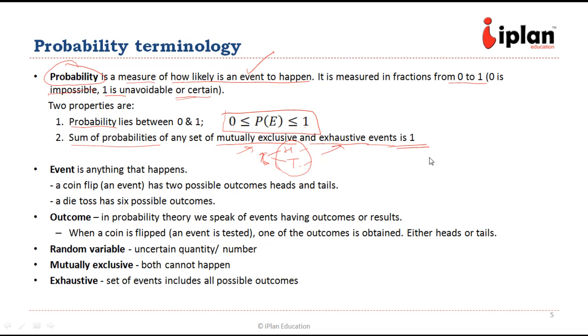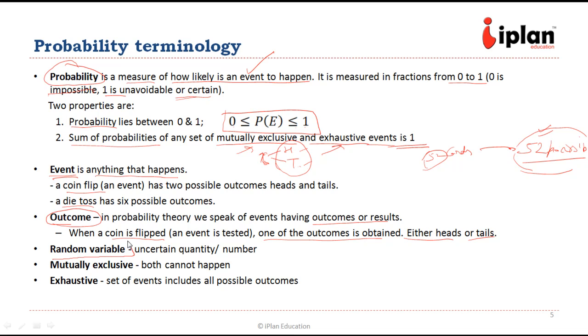Or if we draw a card randomly from a set of 52 cards, then there are only 52 possibilities. It could be only one of those 52 cards. So these 52 events are mutually exclusive and exhaustive, since the card could be only one of these 52 types. If we try to define the event, it is anything that happens where we are trying to establish the probability. It could be a coin flip, it could be a die toss. The outcome of the event is the result. For example, when a coin is flipped, there could be two possible outcomes. One of them is obtained, either heads or tails.